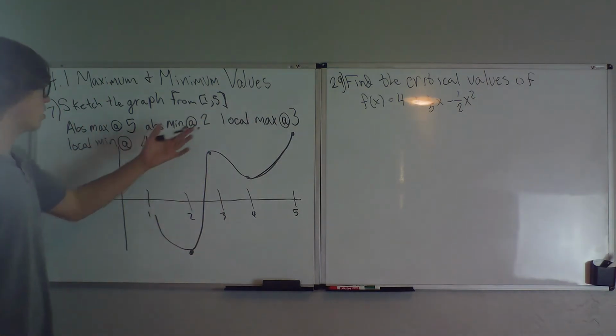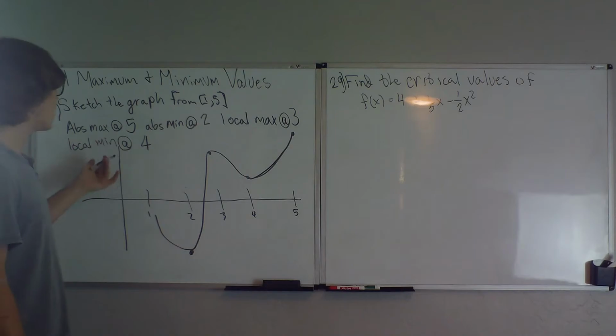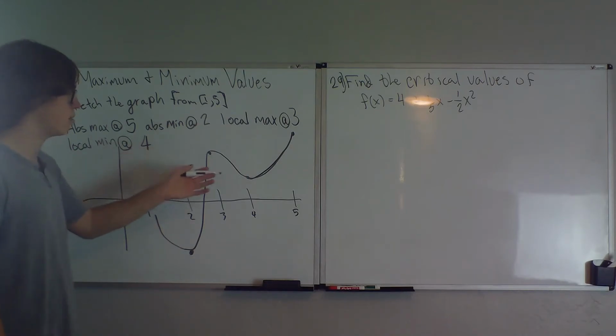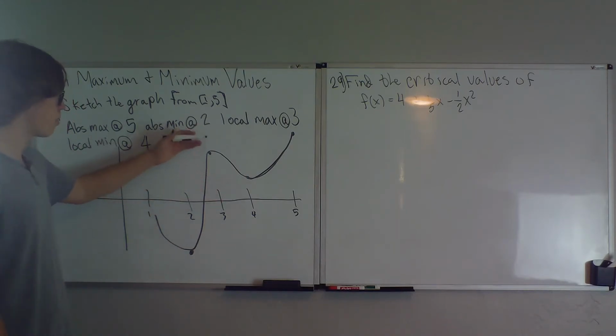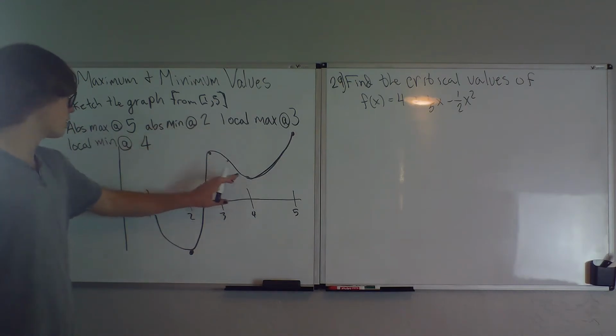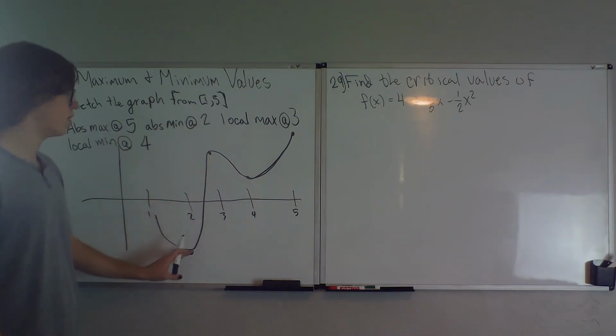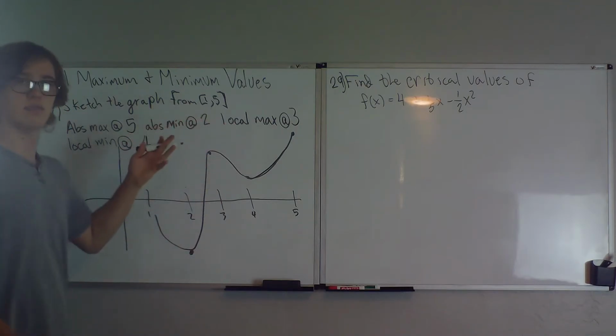And then I know my local max is going to be higher than my local min, so I know 3 has to be higher than 4, but 3 still has to be less than 5, and then 4 has to be greater than what's at 2. So it just kind of looks like this.